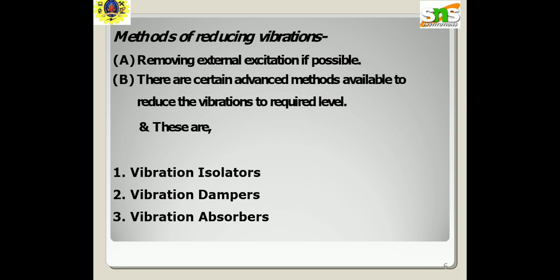Now, methods of reducing vibration. First, removing external excitation if possible. There are certain advanced methods available to reduce the vibrations to the required level, and these are: the first one is a vibration isolator, the second one is vibration dampers, and the third one is a vibration absorber.